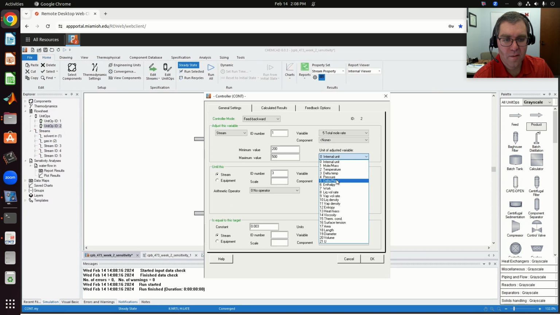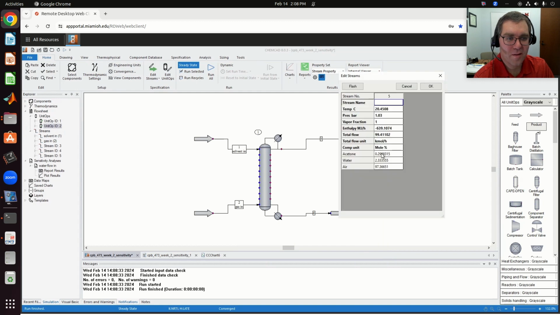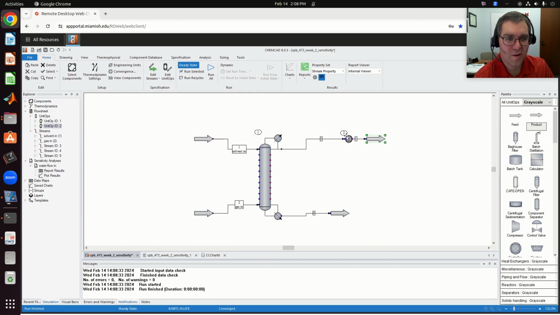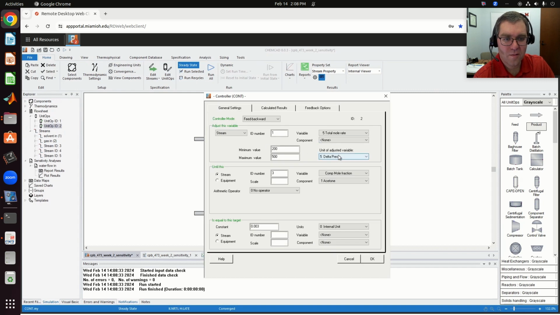If I make it delta pressure, I do a run all. Hey, it still actually works. So it looks like this doesn't have all that big of an effect. So internal unit, mole per mass, but I'm going to stick with what makes sense here to me.